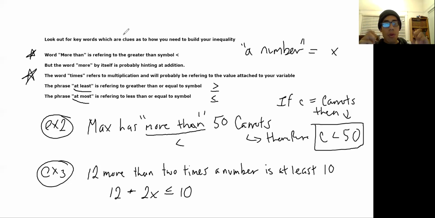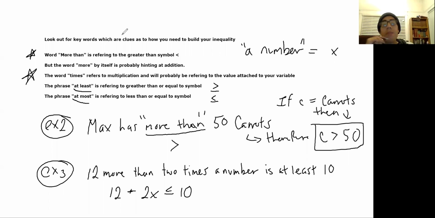Max has more than 50 carats. More than, again, is referring to either adding or the symbol. In this case, since we only know Max and that he has more than 50 carats, if we make C equal to carats, we can say C is... sorry, did I get that wrong? Yep, I accidentally put it the other way. That's why you have to be very careful. It's supposed to be facing the other way. More than is that one, that way.